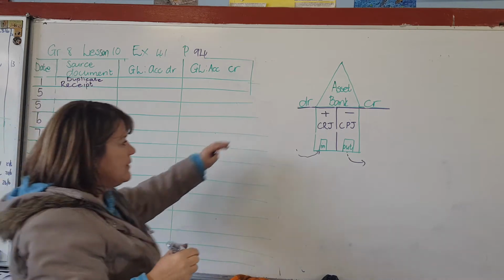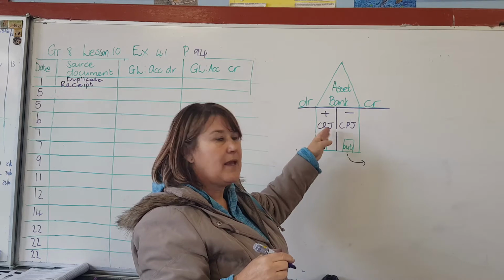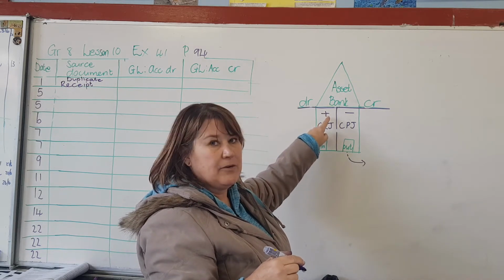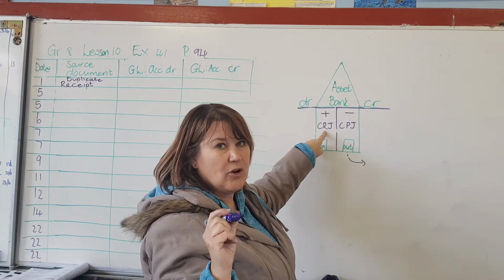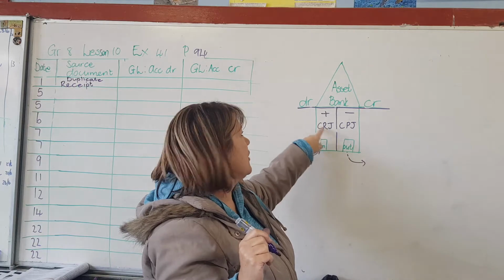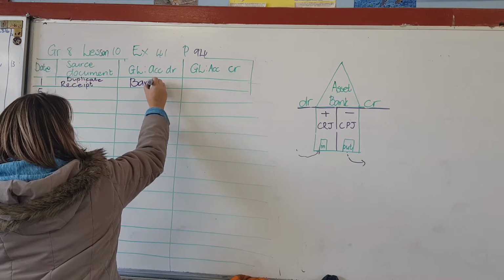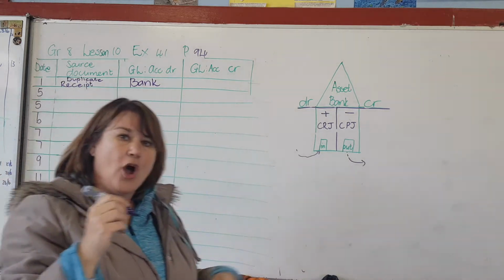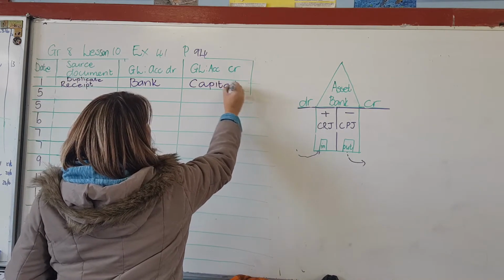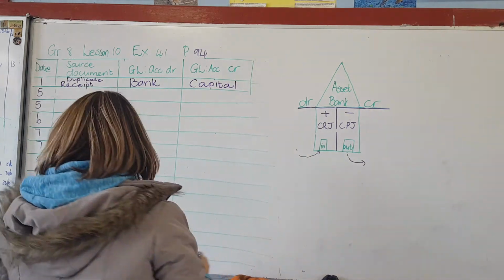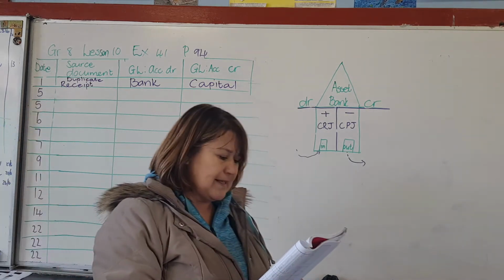Alright, and then what happened? The owner brought money into the bank account. She deposited money into the bank account. So your bank account increased. So your bank account, it was a CRJ transaction. You can go back to your CRJ and see that it was a CRJ transaction. So your bank will be debited. And that money was from who? From the owner. For what? For her capital that she increased. Right, so just capital.